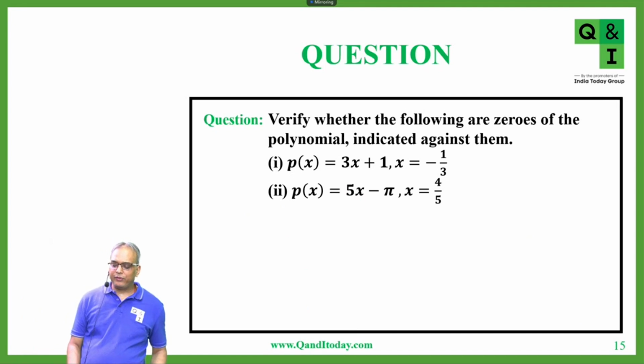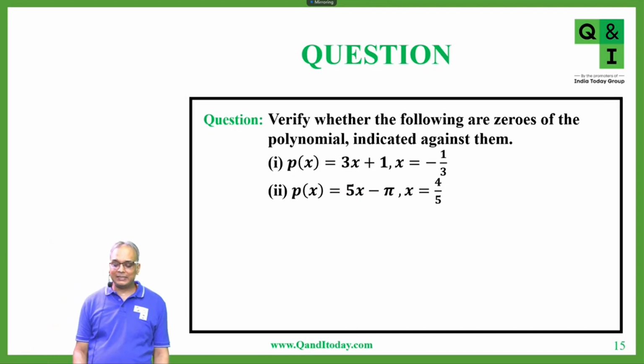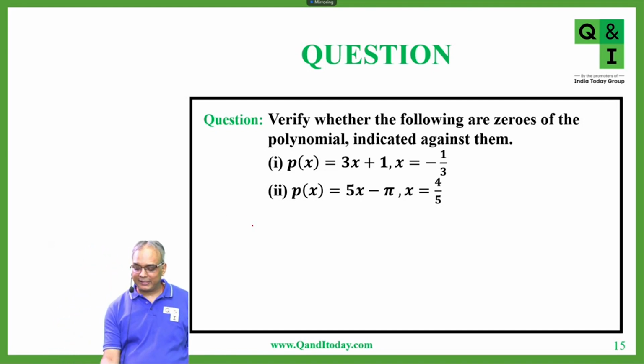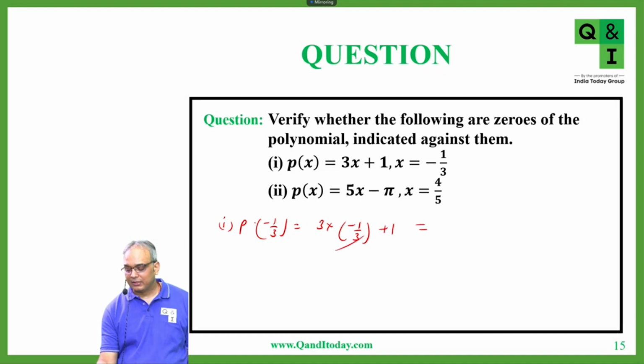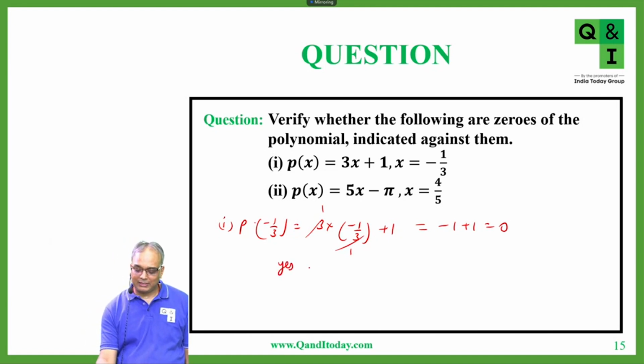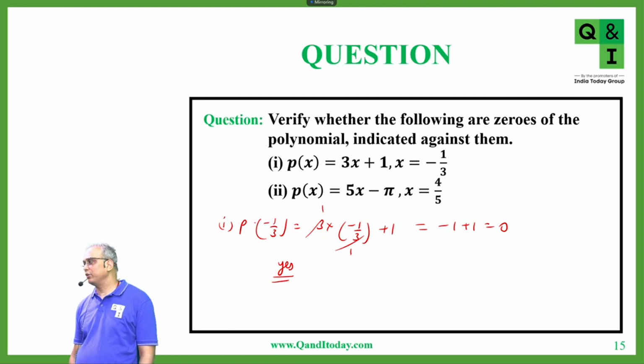Now here we have to verify whether the following are zeros of the polynomial indicated against them. So P of x is equal to 3x plus 1. You have to check it for x is equal to minus 1 by 3 whether it is a 0 or not. So first part, P of minus 1 by 3 will give you 3 into minus 1 by 3 plus 1. So this gets cancelled. So minus 1 plus 1, which is 0. So yes, x is equal to minus 1 by 3 is a 0 of the polynomial.